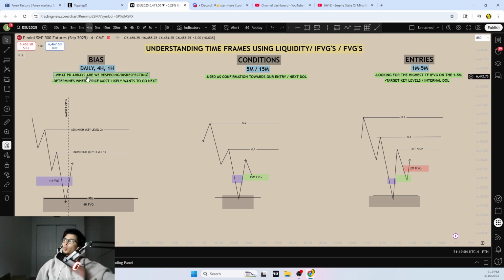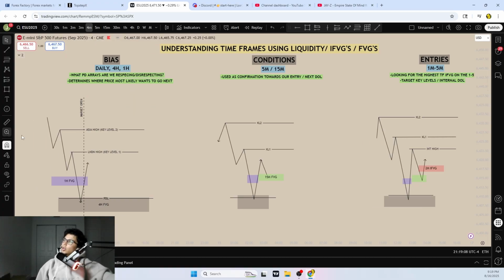And then what does the bias do? Well, it determines where price most likely wants to go next. So pre-market, if we come down, we create an hourly fair value gap, and then we tap into a 4 hour bullish and sweep out previous day lows with key levels above us. Let's say this is a London high and Asian high. And as market opens, we inverse that 1 hour. Okay, what can we assume from there?